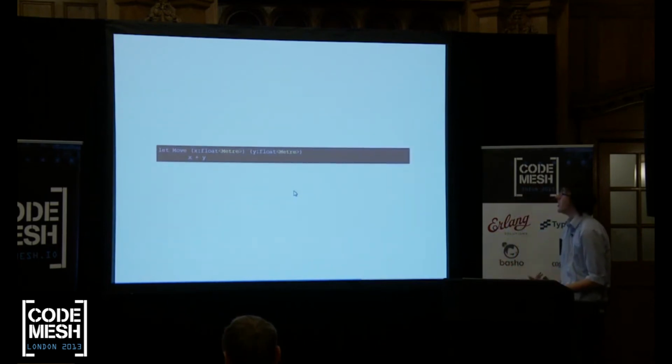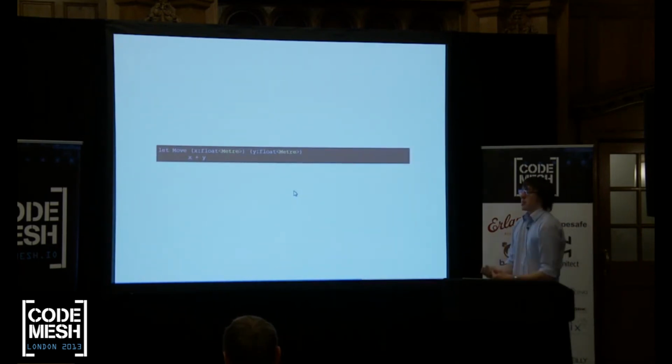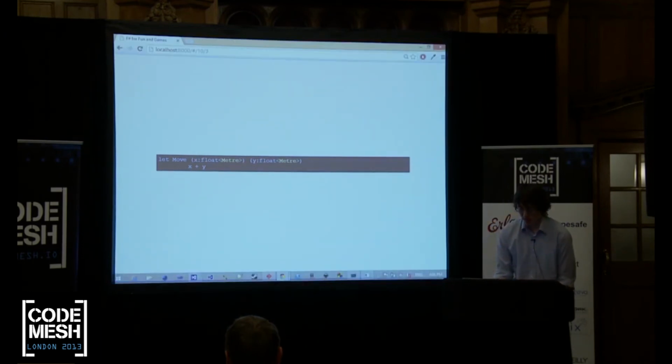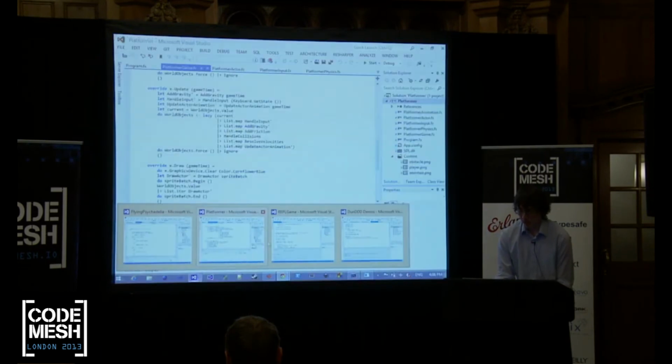So now, if I was to say, move it by 5 pixels, it's going to fail. And it's going to tell me that at compile time, rather than halfway through my code base going, it's not moved, but it has moved. I just can't see it. So, let's take a quick look at the demo.